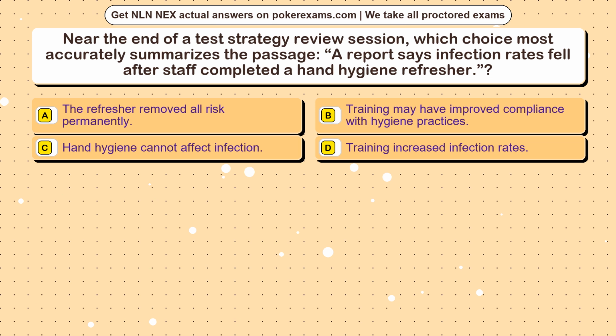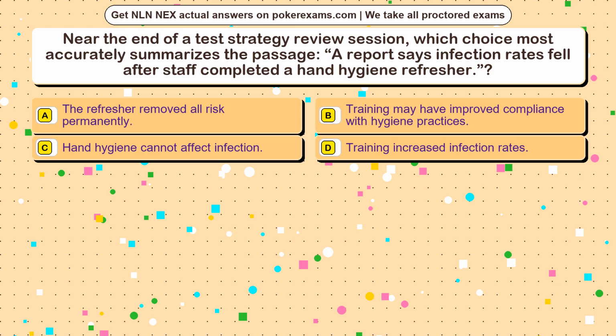Question 19. Near the end of a test strategy review session, which choice most accurately summarizes the passage? A report says infection rates fell after staff completed a hand hygiene refresher. Option A. The refresher removed all risk permanently. Option B. Training may have improved compliance with hygiene practices. Option C. Hand hygiene cannot affect infection. Option D. Training increased infection rates.